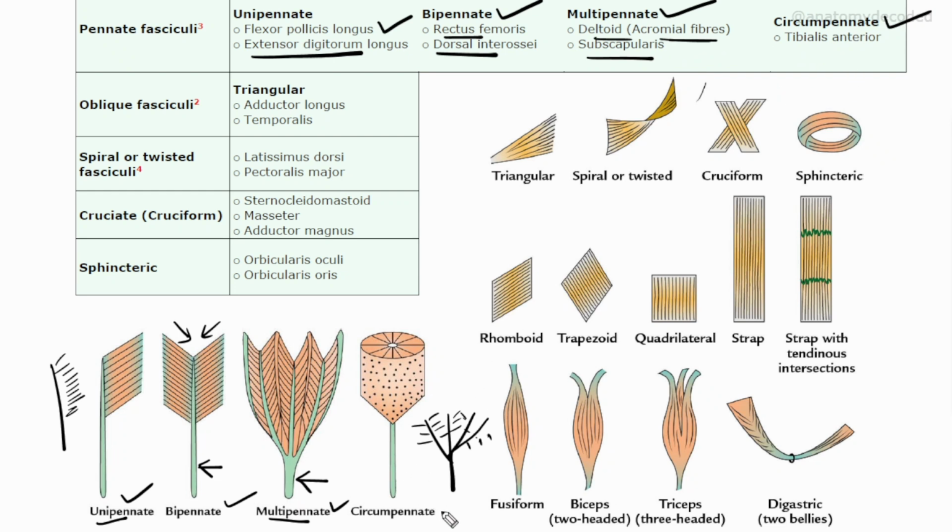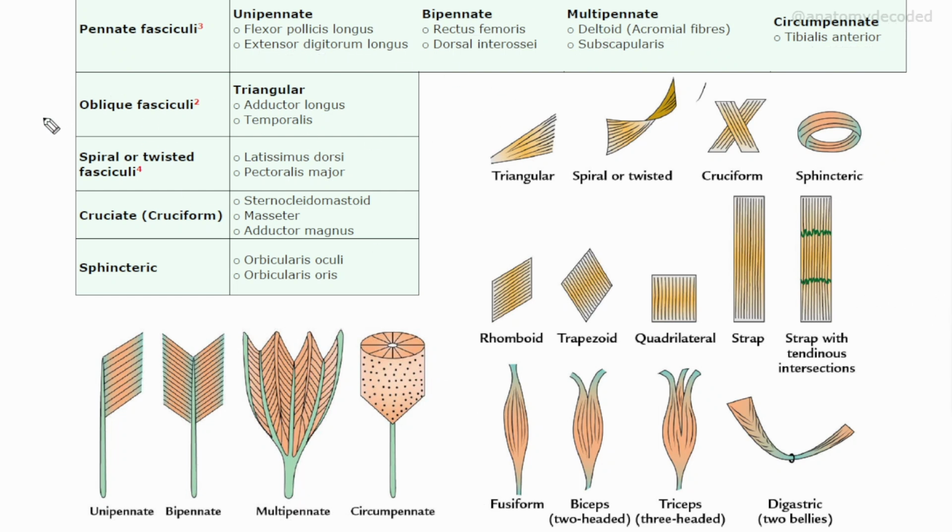Look at this diagram. There is a central tendon and the muscle fibers are coming from all around, converging towards that central tendon. That kind of arrangement is referred to as circumpinnate. Example is seen here, tibialis anterior. In front of the tibia in the lower limb, the muscle is tibialis anterior.